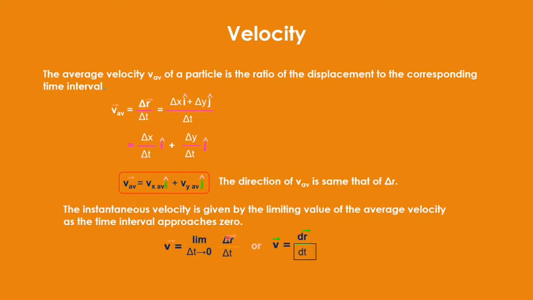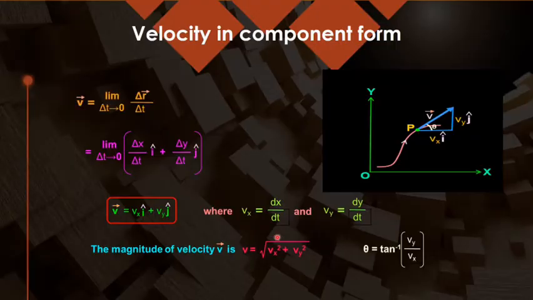Similarly, if you wish to write the instantaneous velocity, again you can write it in terms of the limit delta t tends to 0 of delta r by delta t. And so you can write it in terms of dr, and again if you wish you can write it in terms of components, because delta r by delta t is delta x by delta t into i cap plus delta y by delta t into j cap. Or simply I can write v at any instant, that is the instantaneous velocity, as Vx i cap plus Vy j cap. So this is important when I am talking about the motion.